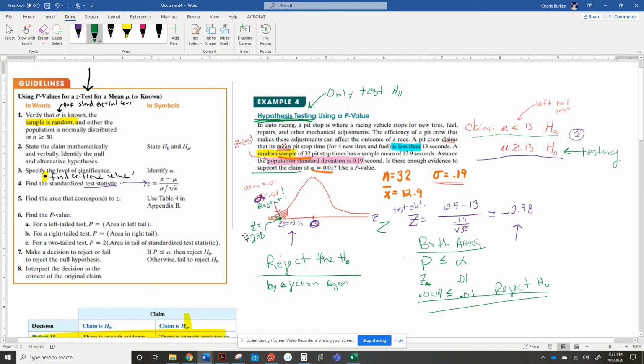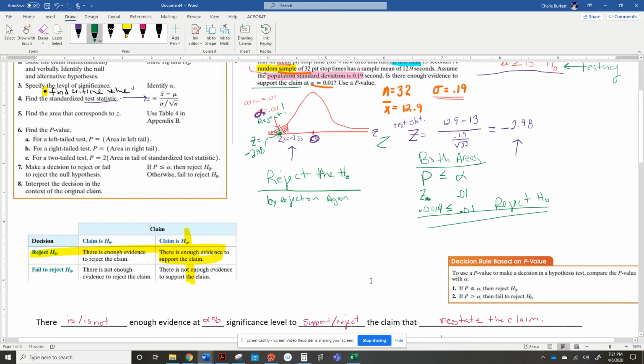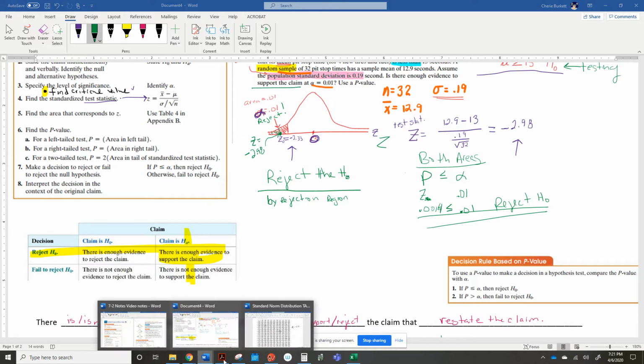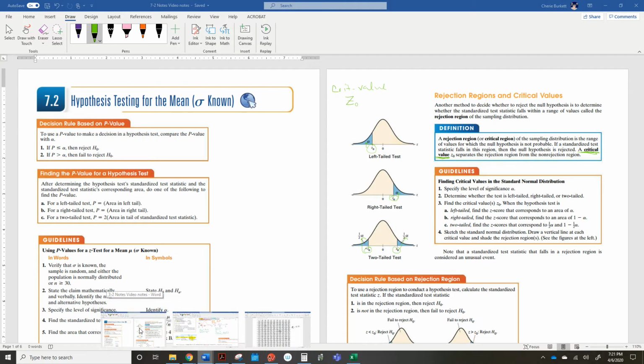So we got the number that we would plot to use the rejection region, and we also got the p-value that we would compare to alpha. So StatCrunch is going to give us both of these things right here rather quickly. So we're probably going to start our next problem with StatCrunch. Let's run down here and do it real quick.